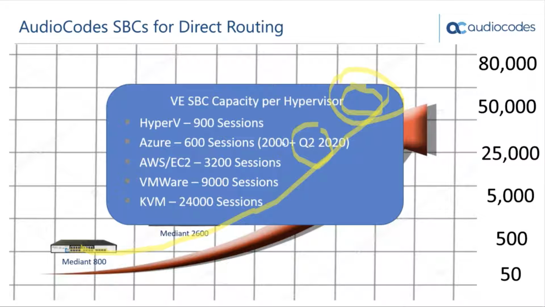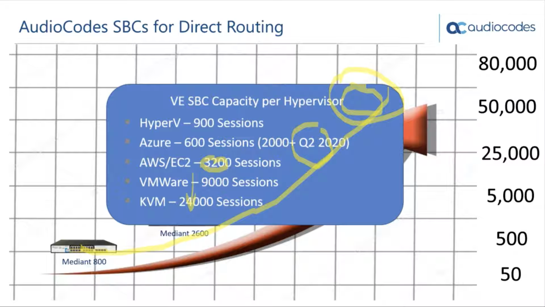This is going to increase at the end of Q2, which is, well, now in fact, it's come, hasn't it? It's going to increase in early Q3. In fact, it'll be about 2,000 plus sessions. But you can see in Amazon EC2 we can do 3,200 sessions, so that's a bit higher. And then in the private clouds it goes up and up to 24,000 sessions plus. So there's a significant variance in the number of sessions we support, depending on the hypervisor that we're running on, and that really does affect the cost model as we look at it later on.